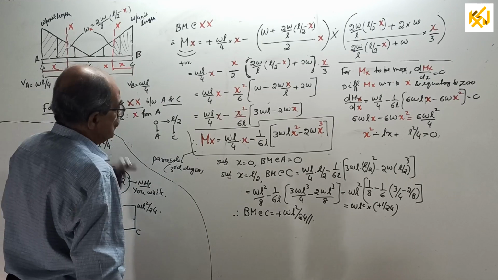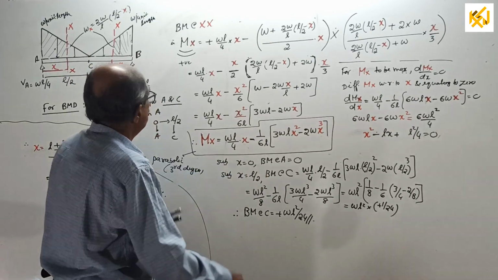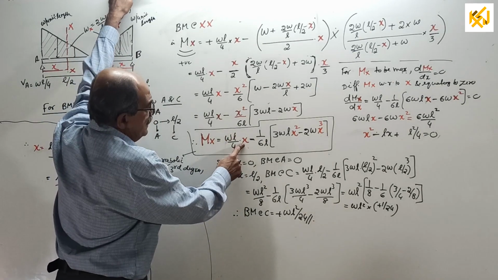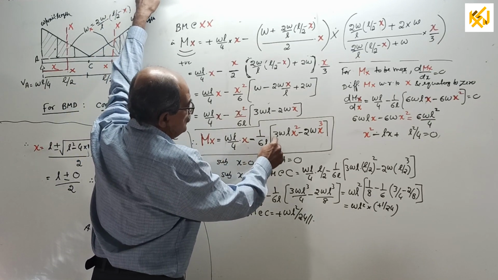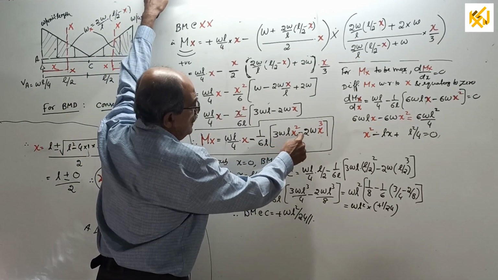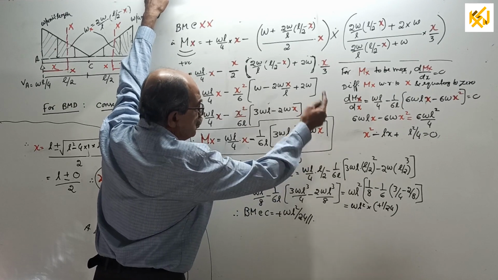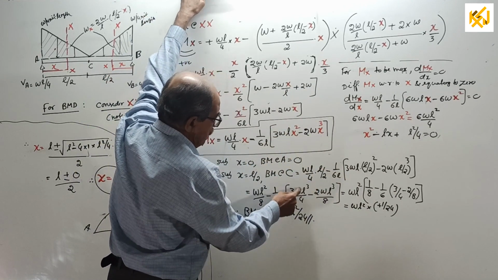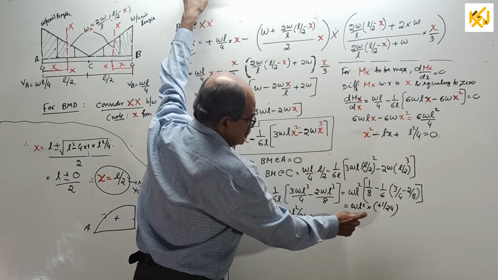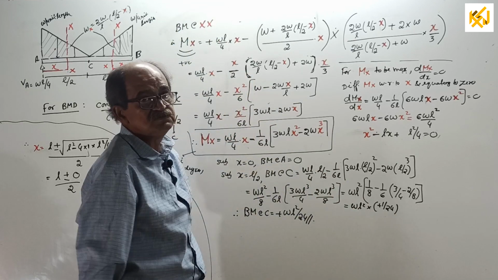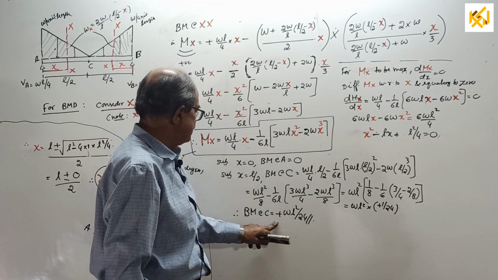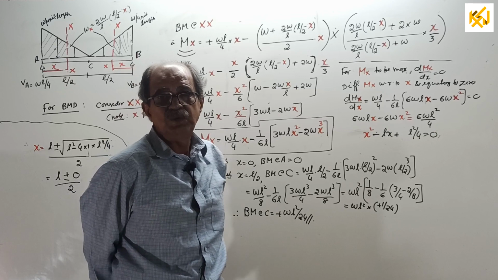Substitute x equal to L by 2. You get BM at C equal to WL by 4 into L by 2 minus 1 by 6L into 3WL into (L by 2) square minus 2W into (L by 2) cube. Now, simplify this one. Finally, you get WL square by 24 positive. Therefore, BM at center equal to WL square by 24.